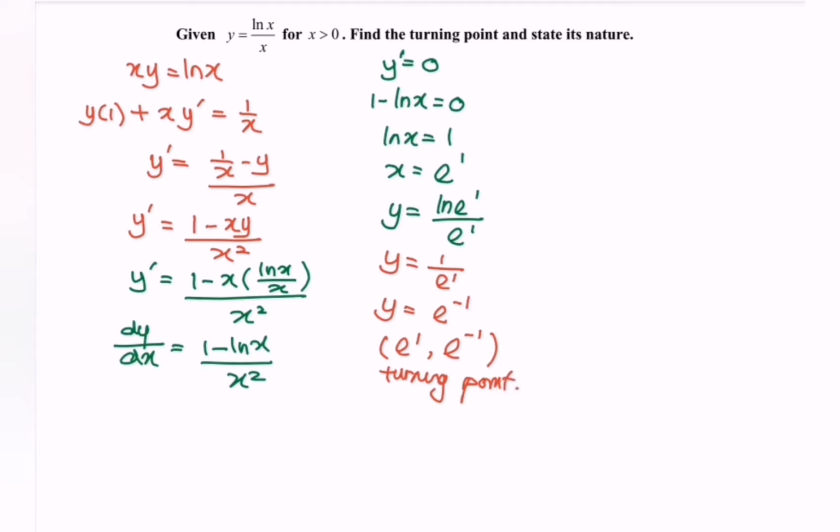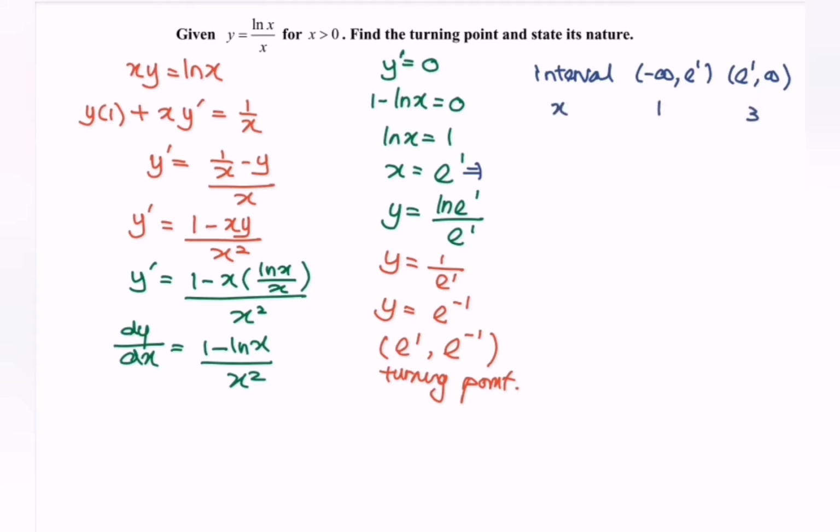Next is to state the nature. So in here, my suggestion is to use the first derivative test. So as we can see, the critical number is e. So let's say we have the intervals. We have negative infinity until e. From e, we have until infinity. So the suggested values for x would be 1 and 3.